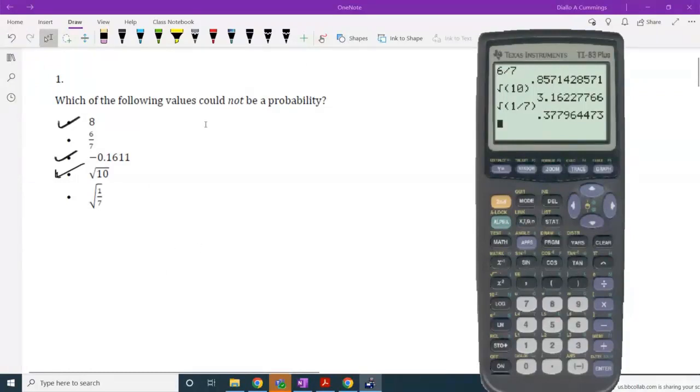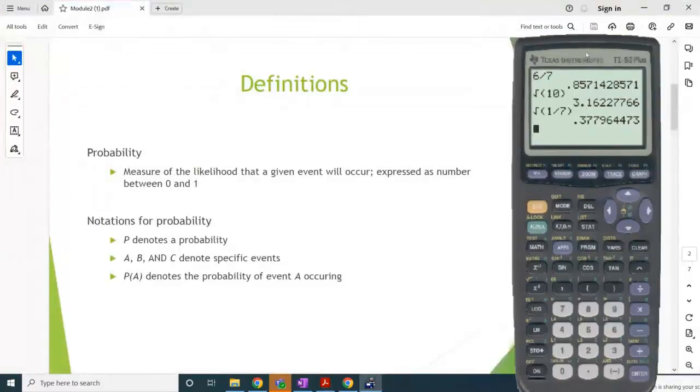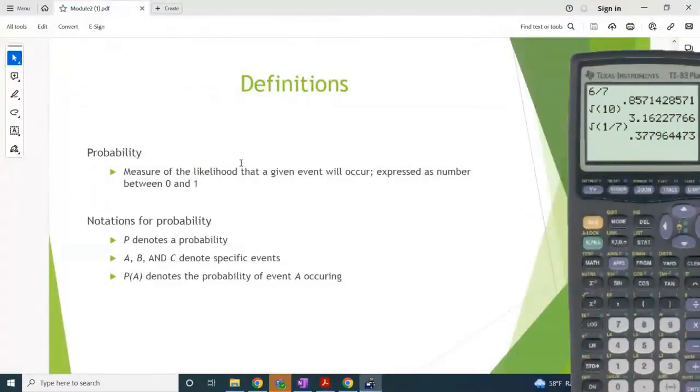So when you're answering these types of questions, just be mindful of what it's asking you. This particular question is asking which cannot be a probability. Okay, so that's the very first thing about probability. It ranges between 0 and 1, or 0% and 100%. Now here's some notation for probability. Whenever you see P, that denotes a probability. A, B, and C denote specific events, and those events will be given to you in the problems. So when you see this notation, P of A, that denotes the probability that event A is occurring. Okay? So just a little bit of probability notation.